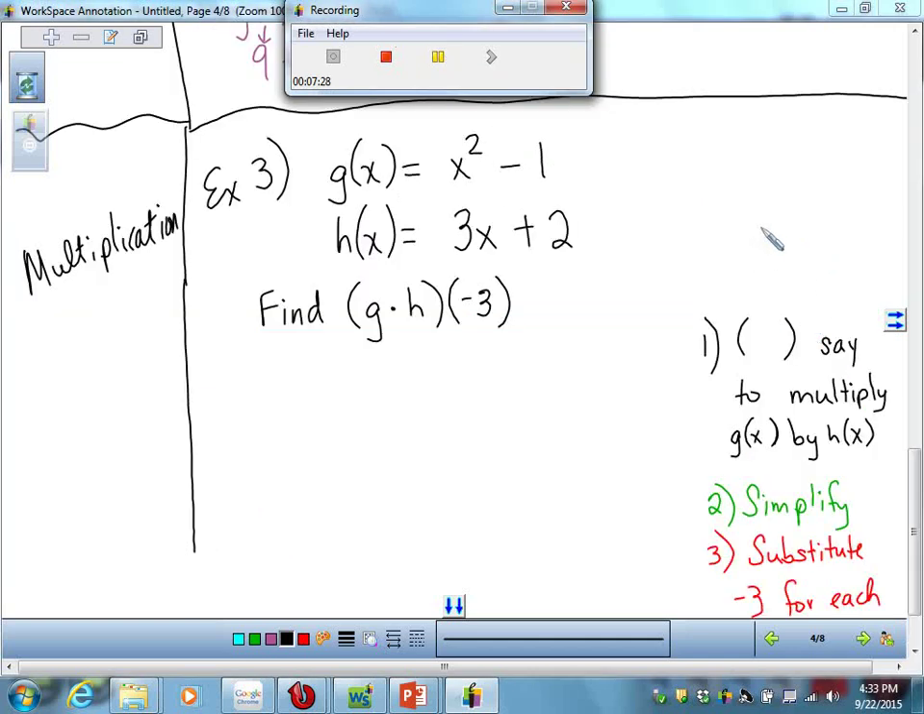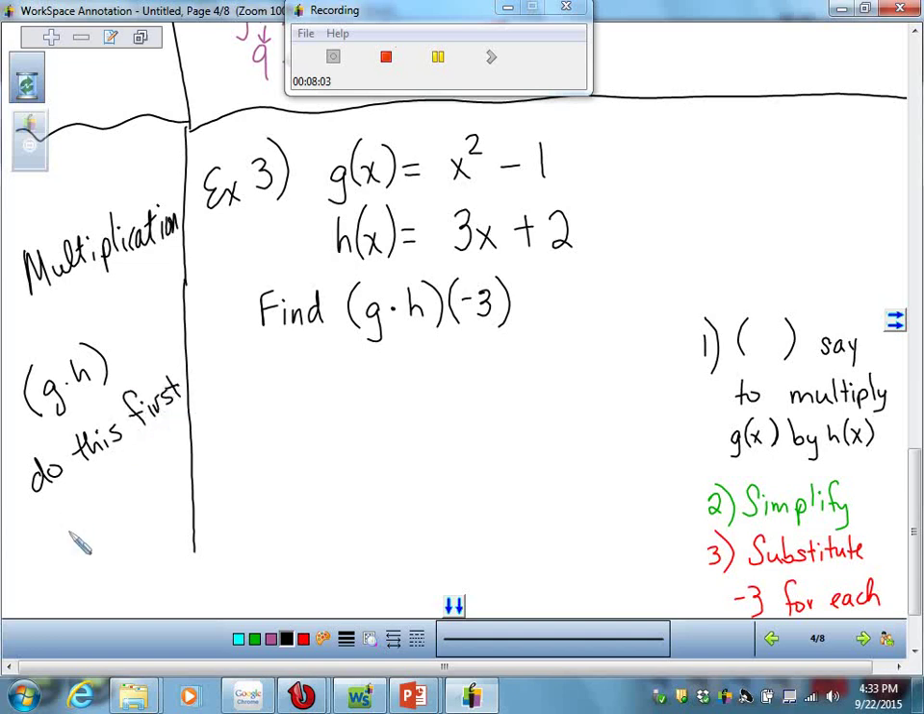Okay, now for the third example. This time we're going to be dealing with multiplication. We have g of x is equal to x squared minus 1. H of x is equal to 3x plus 2. We want to find g times h of negative 3. Now notice this time the g and the h are together in parentheses. So because the g and the h are in the parentheses, we're going to do this first.